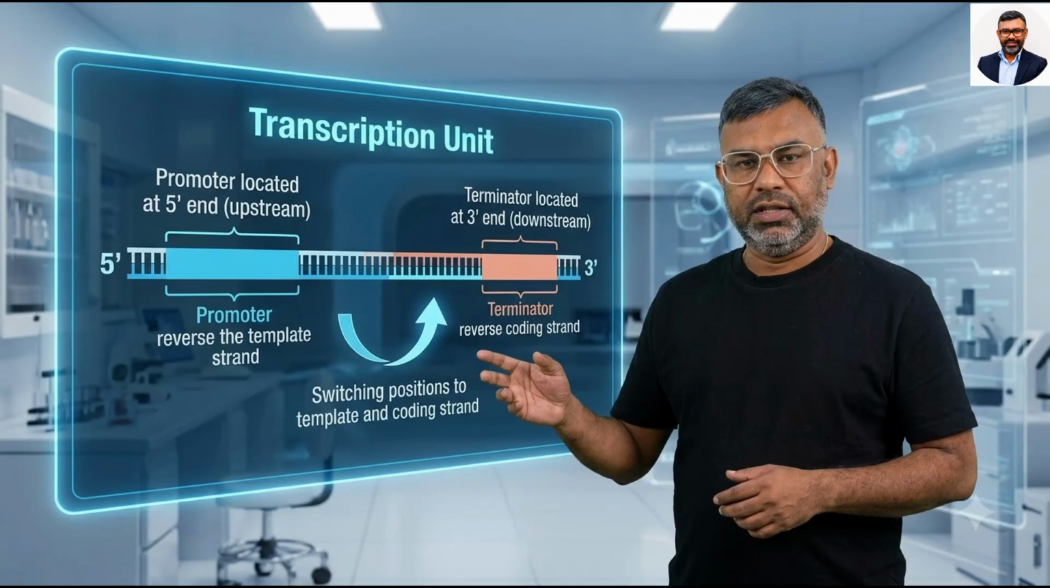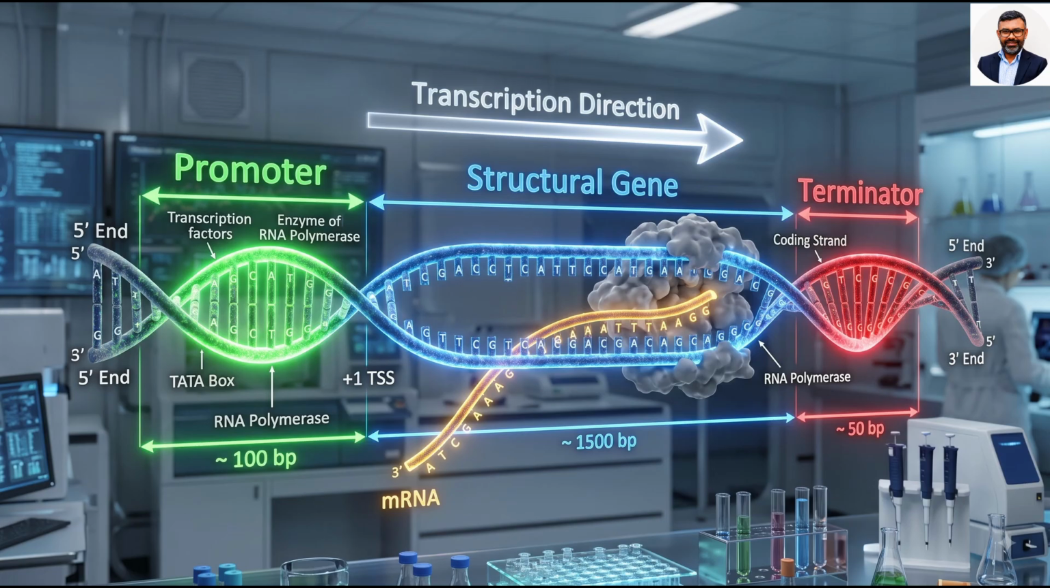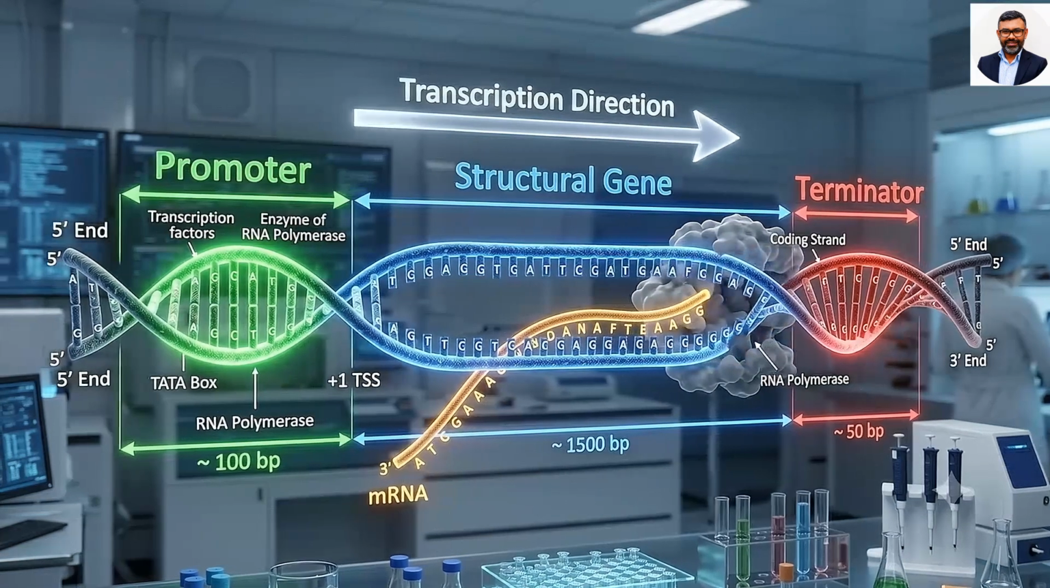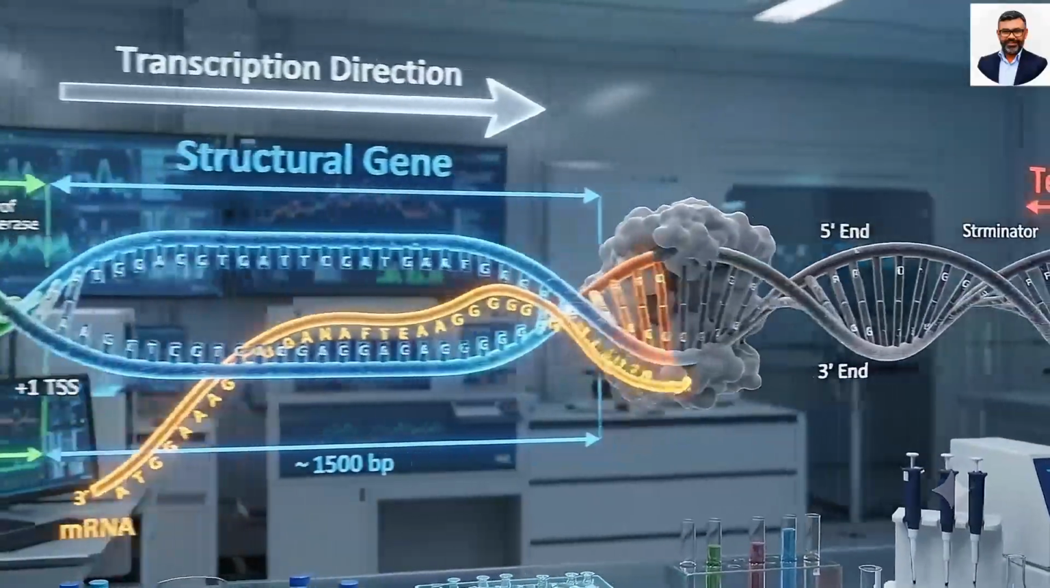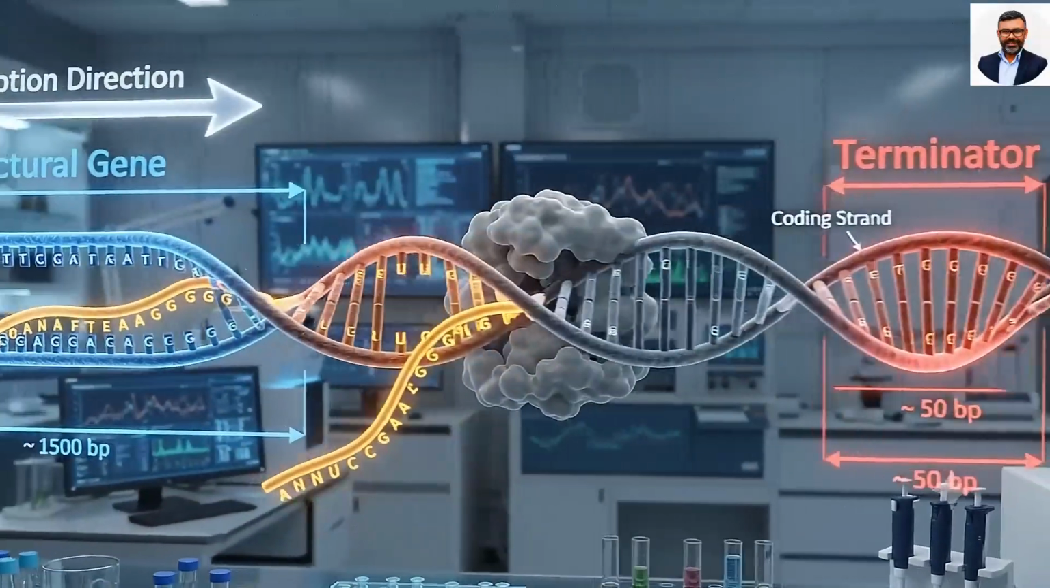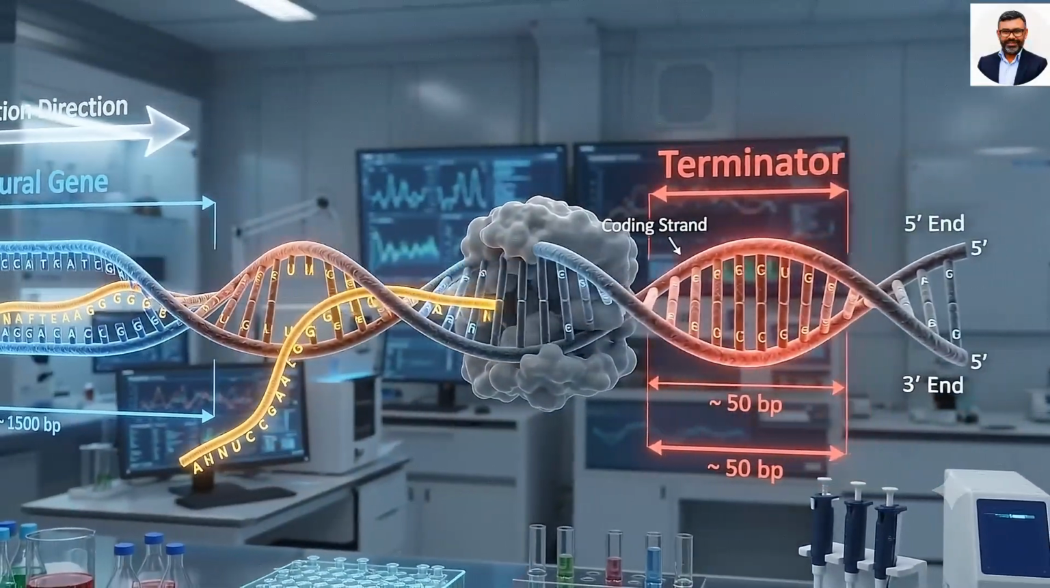Now let us understand the transcription unit. A transcription unit is a segment of DNA that is transcribed into RNA. It consists of three main parts: the promoter, the structural gene, and the terminator. The promoter is the starting region. The structural gene is the coding region that produces RNA, and the terminator marks the end of transcription.